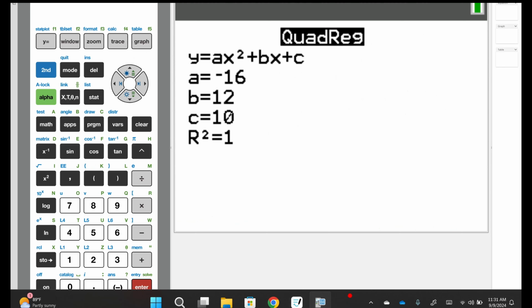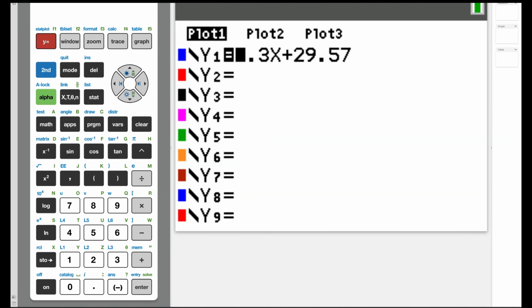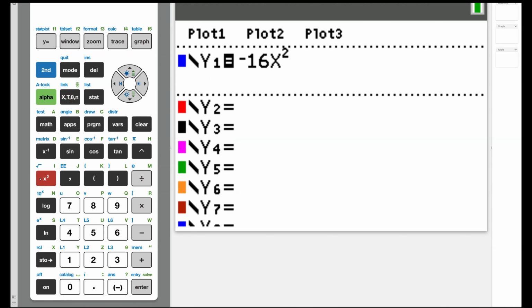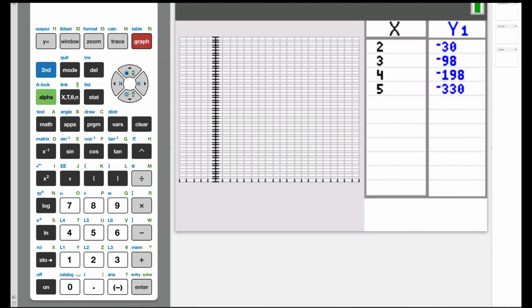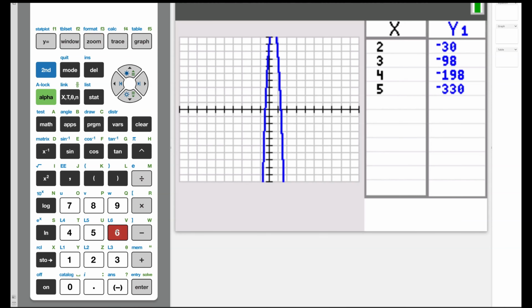So back on the calculator, I want you to go to the y equals. If there's something in there, press clear. I also have a plot on, so I'm going to go up and press enter and take that off. And we're going to put in that equation, negative 16x squared plus 12x plus 10. And I'm going to go to my graph. Now my graph is all wonky and it's not in the center, so if you want to get back to the center, we're going to press zoom and 6.